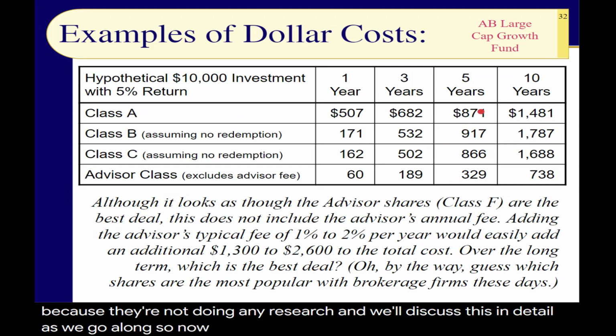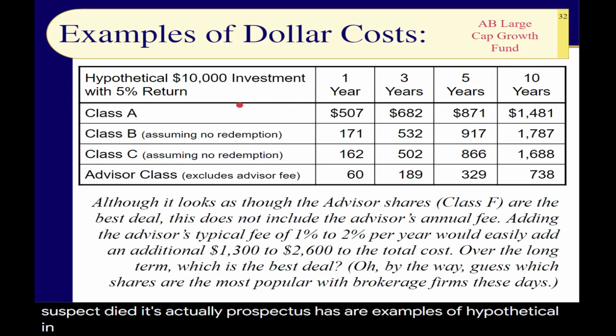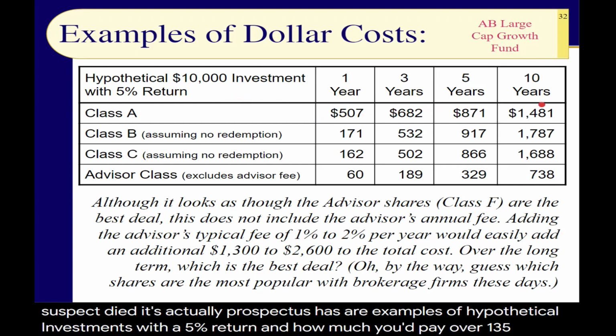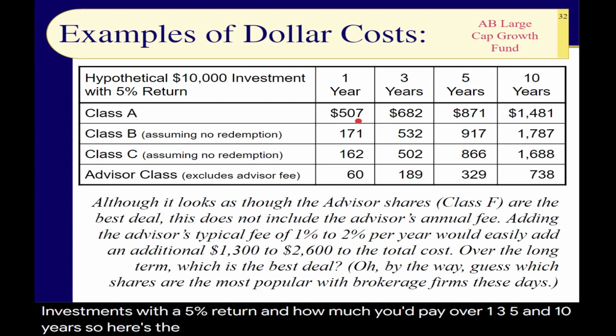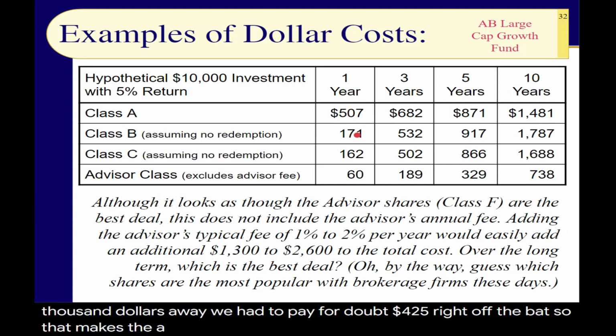So now, included in the prospectus, prospecti, it's actually prospectuses, are examples of hypothetical investments with a 5% return and how much you'd pay over 1, 3, 5, and 10 years. So here's the large cap growth fund, the Alliance Growth Fund. And notice, if we put $10,000 away, we had to pay $425 right off the bat. So that makes the A shares much more expensive over the B and the C shares.